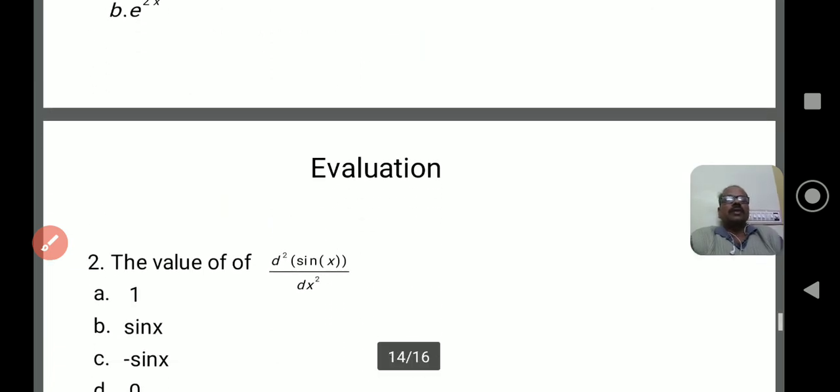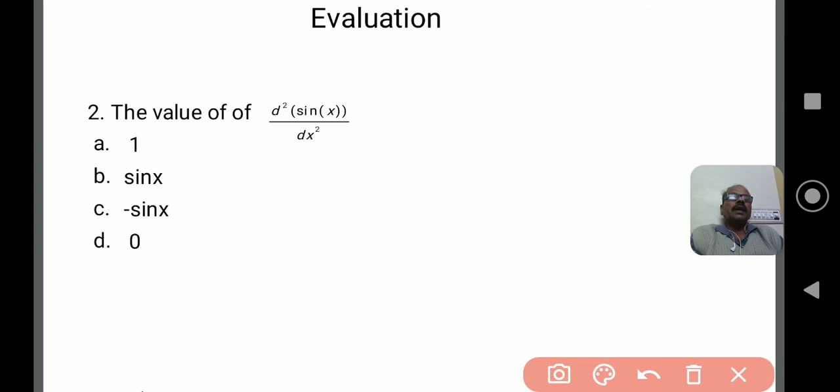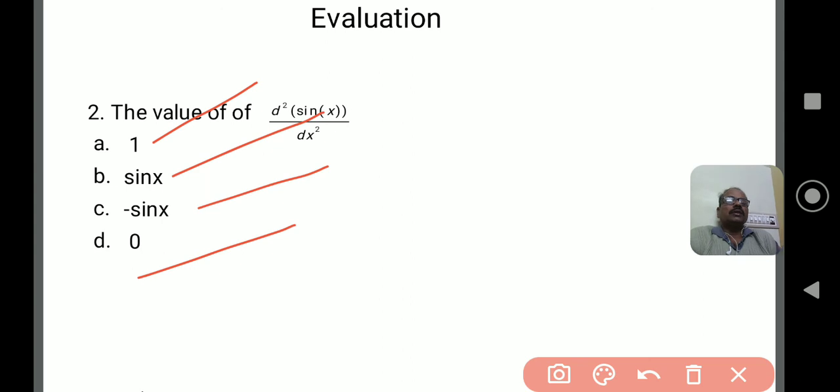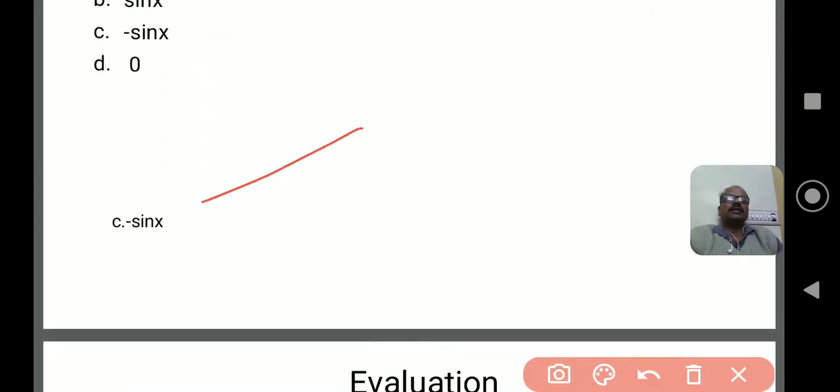Okay, next is very clear. What is the value of the second order derivative of sin x? Sin x should be differentiated twice. Differentiation of sin x is cos x, and cos x differentiation is minus sin x. The first option is 1, second option is sin x, third option is minus sin x, and D is 0. Finally, the solution is C, minus sin x.